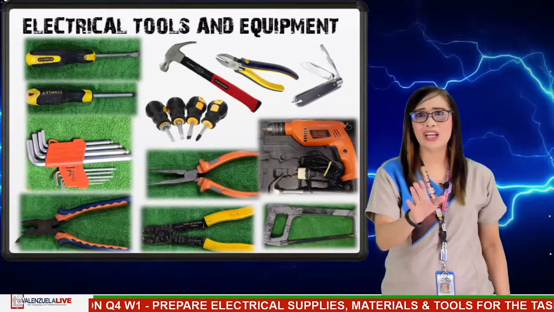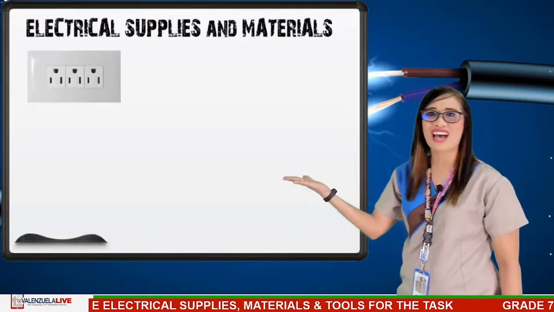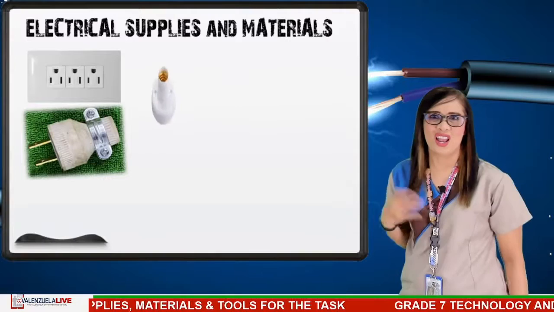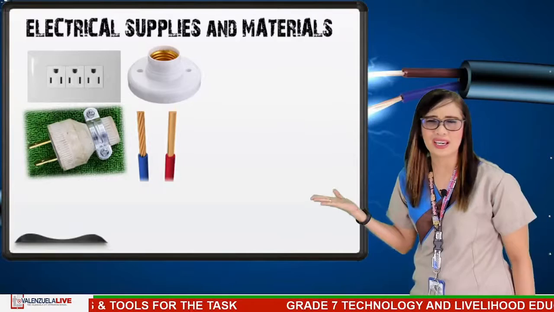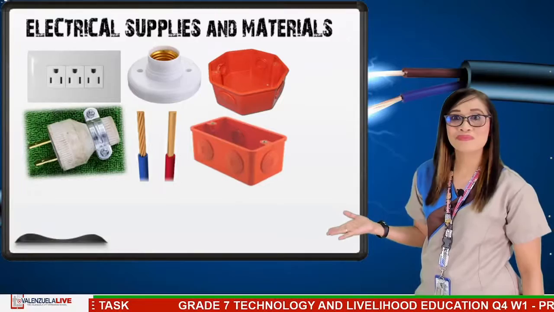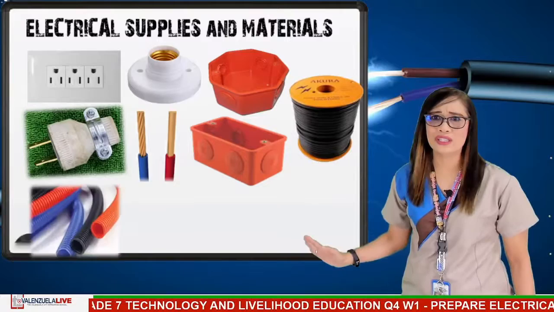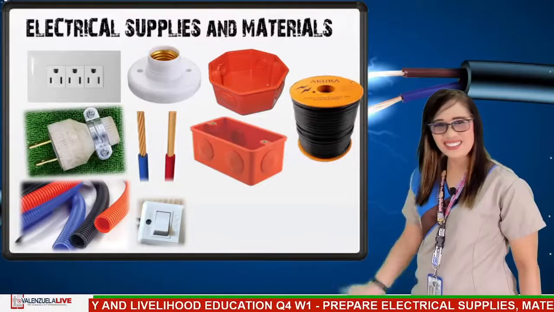And electrical supplies and materials are convenience outlet, male plug, lamp holders, electrical wire, conductor, stranded or solid wire, circuit breaker, junction box, utility box, flat cord, conduits or pipes, switch, clamps, and connectors.